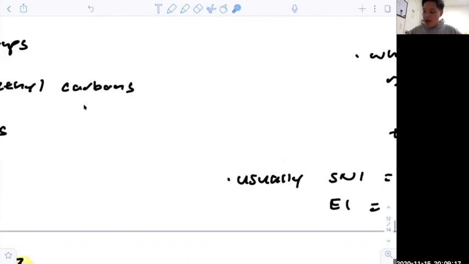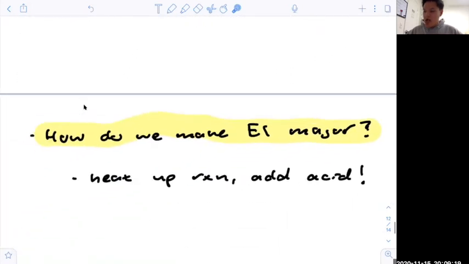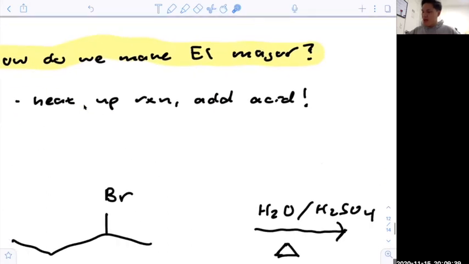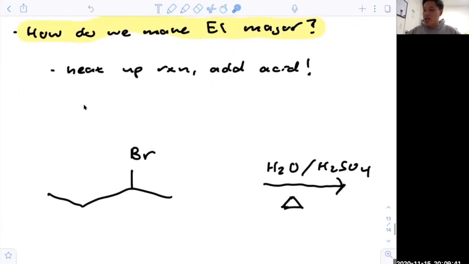The way we make it a major product is we heat up the reaction. We heat it up to almost like 300 degrees Celsius, and we add minute amounts of acid. What this does is it catalyzes the E1 reaction from occurring. And because of this, this will be our general reaction scheme.